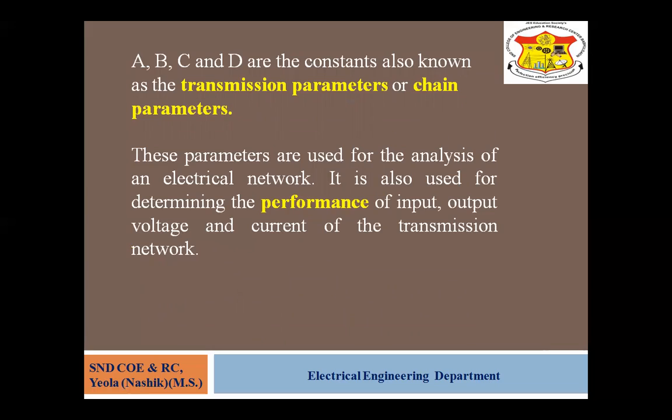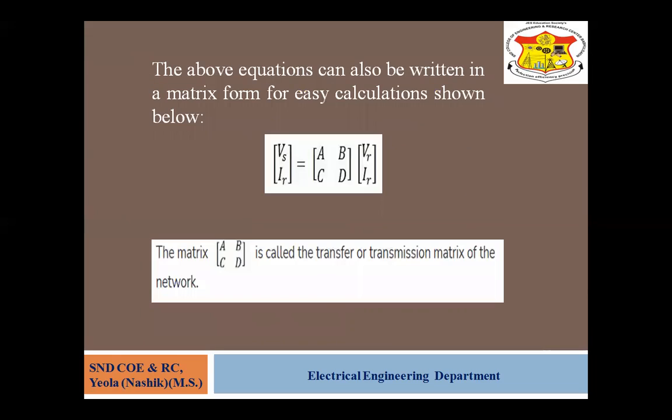A, B, C, D are constants known as the transmission parameters or chain parameters. These parameters are used for the analysis of the electrical network. They are also used for determining the performance of the input and output voltage and current of the transmission line or transmission network.